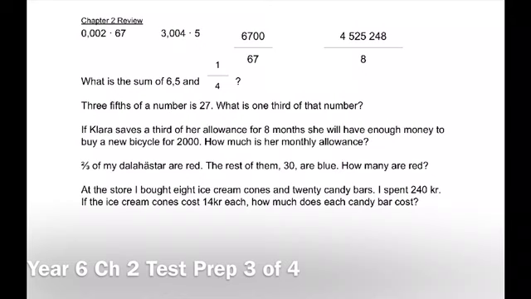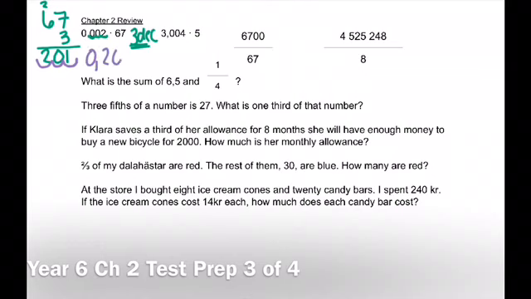So the first one was 0.02 times 67. I would count 3 decimal places. So this is how I would write it on my paper. And I would do 67 times 3. So 3 times 7 is 21. 6 times 3 is 18, plus 2 is 20. But then I have those 3 decimal places. So from the right, I go over 1, 2, 3. My final answer for this would be 0.201.